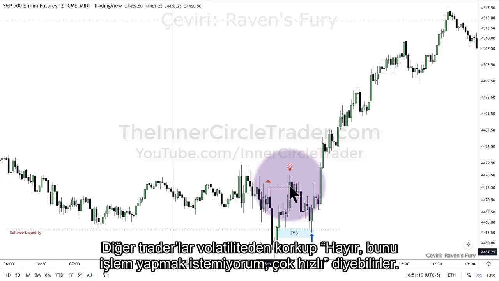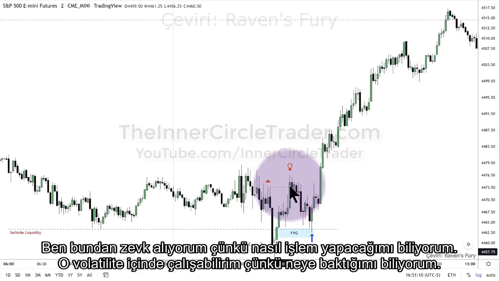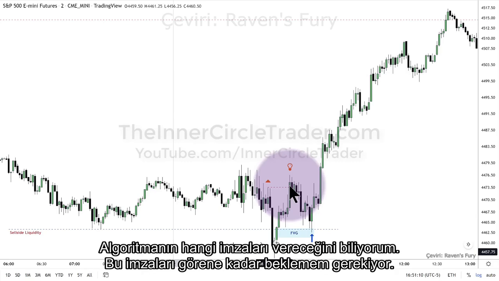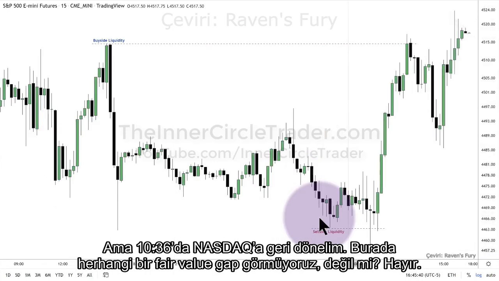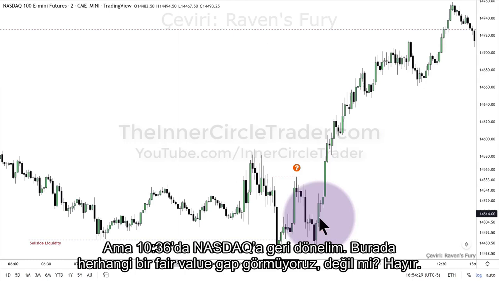than the S&P. Other traders might be fearful of the volatility and say, oh, I don't want to trade that. It's too fast for me. I am loving this because I know how to trade. I can work within that volatility because I know what I'm looking for. I know the signatures the algorithm is going to put out. So until I get these signatures, I have to wait or put leaders into the marketplace, which is what I'm going to show you when I show you my live account results today. But at 10:36, let's go back up to the NASDAQ.